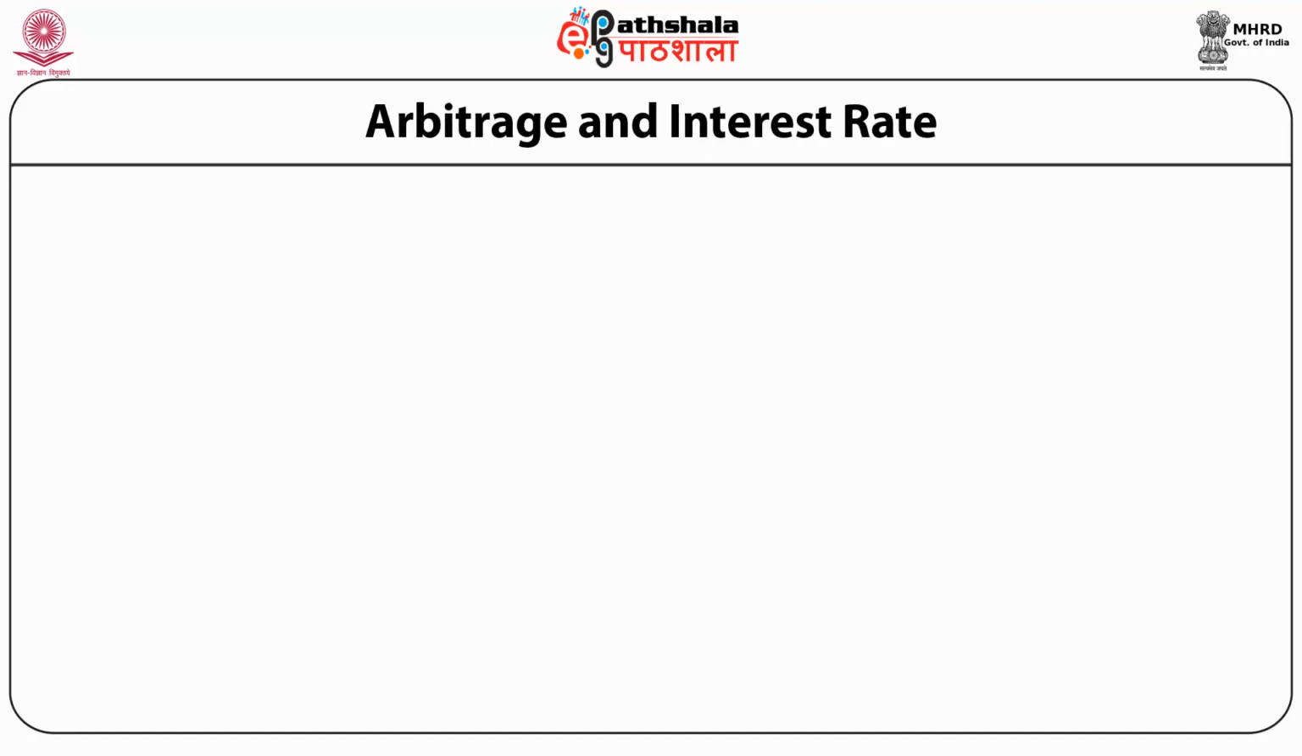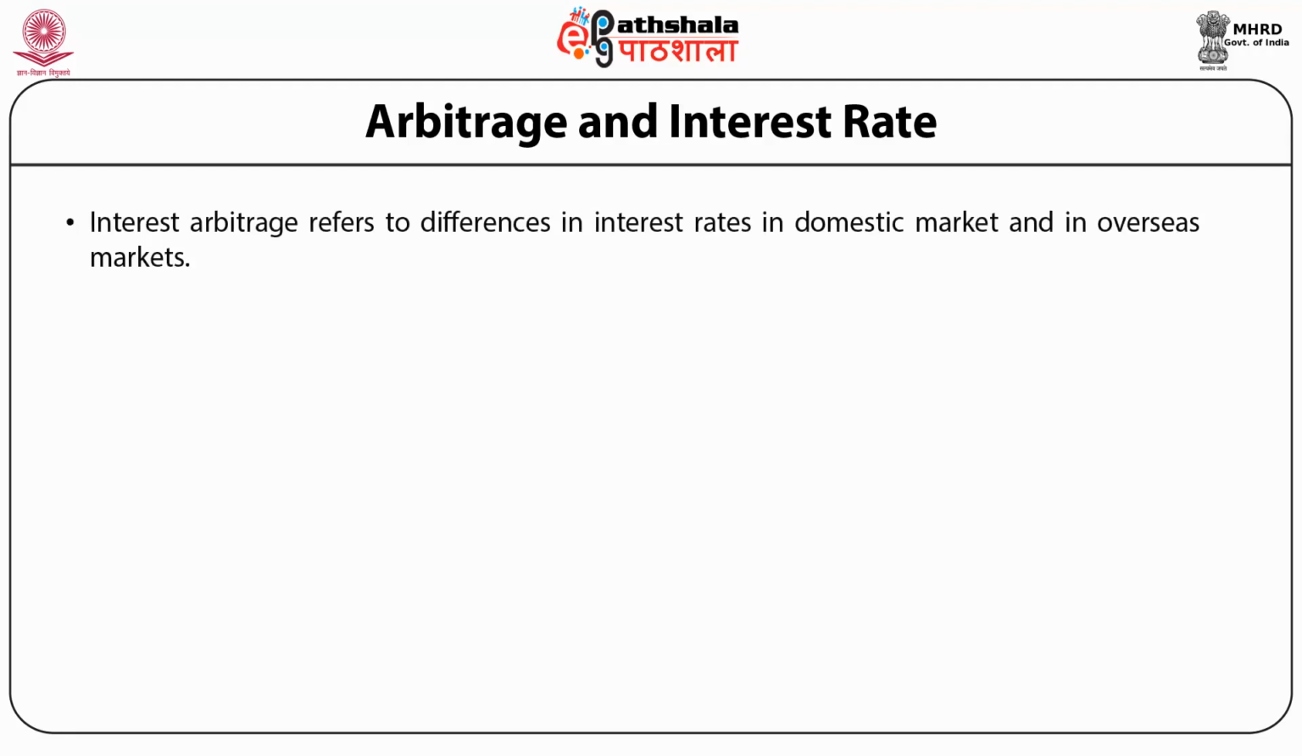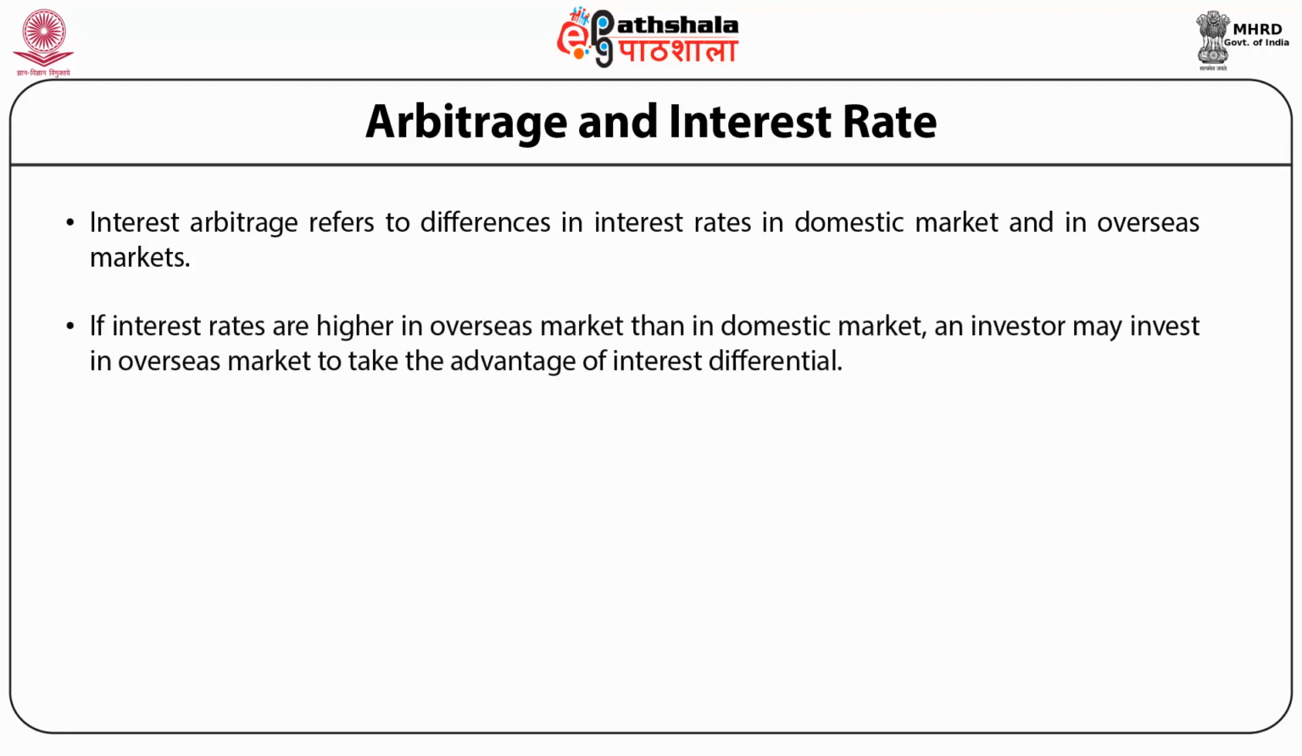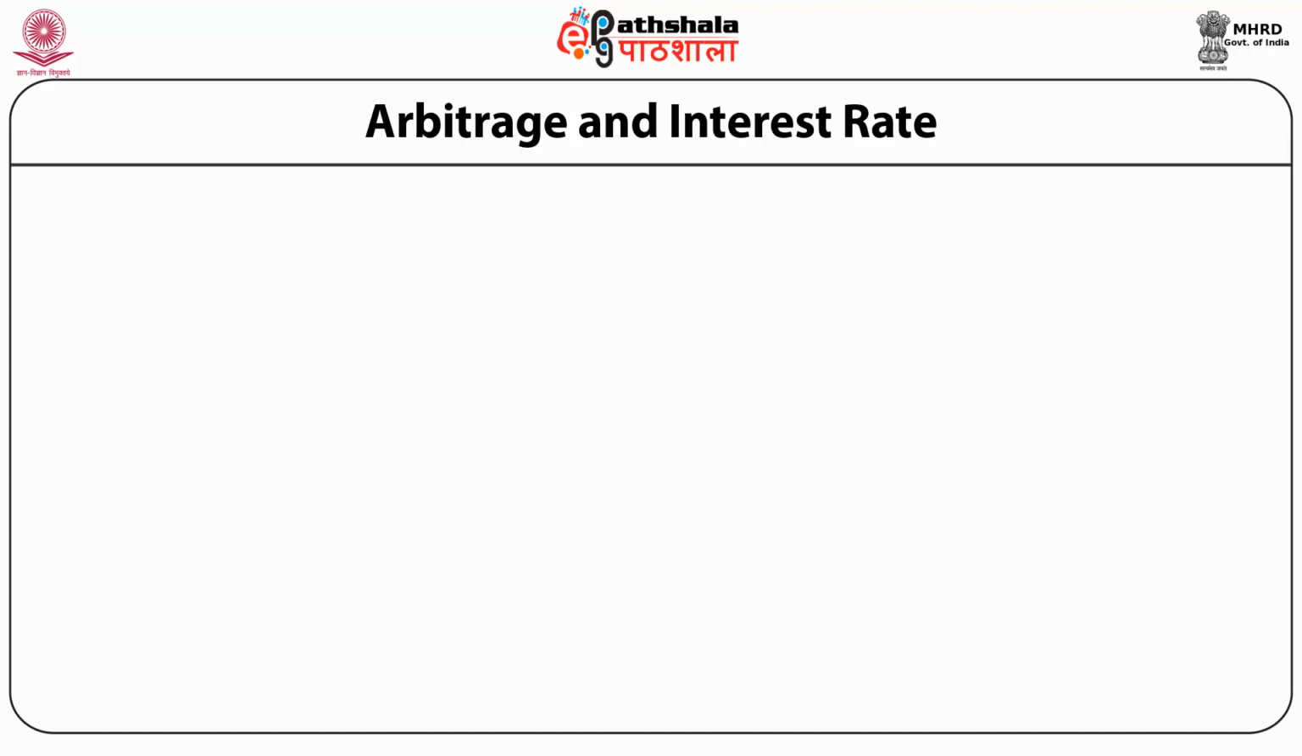Arbitrage and interest rates. Interest arbitrage refers to differences in the interest rates in the domestic market and overseas markets. If interest rates are higher in the overseas market than in the domestic market, an investor may invest in the overseas market to take advantage of the interest differential. Interest arbitrage may be covered or uncovered. Now, what is uncovered arbitrage?